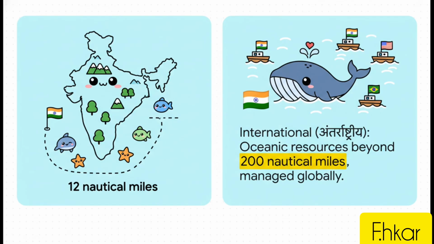Then if we zoom out, we get to national resources. This is basically everything inside a country's borders, and even out into the ocean for about 12 nautical miles. But once you go way out, beyond 200 nautical miles, you're in the open ocean. That's where we find international resources. And those are managed by global organizations, not just one country.